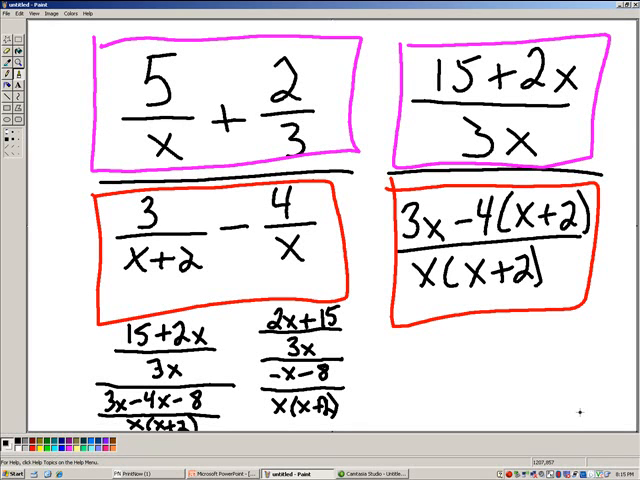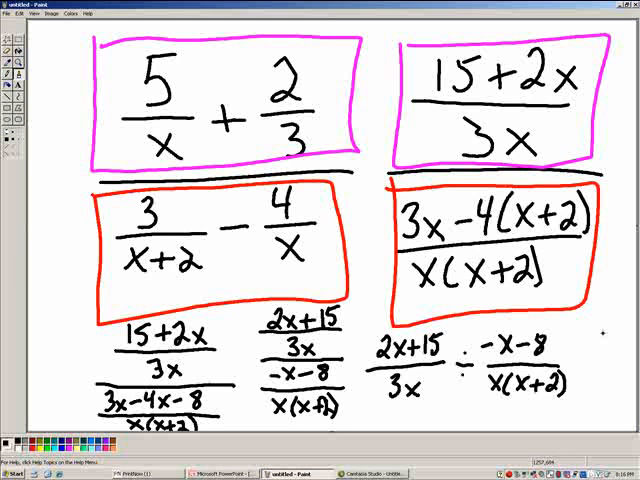What I do now is I realize that a fraction is division. Divisions are fractions, fractions are division. They're the same thing. The bar going across the middle there is called a divisor bar. So what I want to do is I want to turn that complex fraction into a division problem, which makes it 2x plus 15 over 3x divided by negative x minus 8 over x times x plus 2.